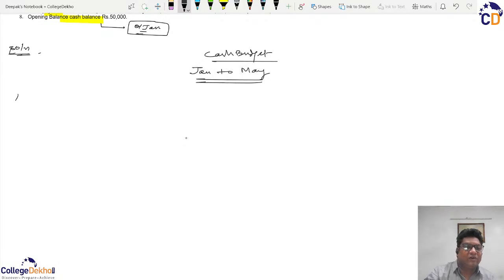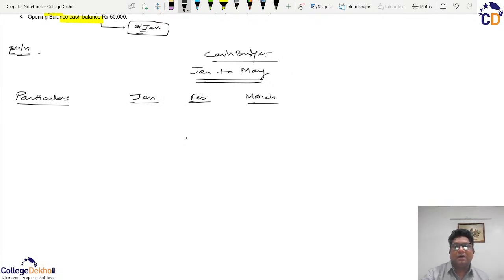We will have one column known as particulars, and the other columns will depend on the number of months for which the budget is being prepared. Because it is for 5 months, we will have 5 columns: January, February, March, April and May. Then we will have the concept of opening balance, which will be supplemented by various inflows.